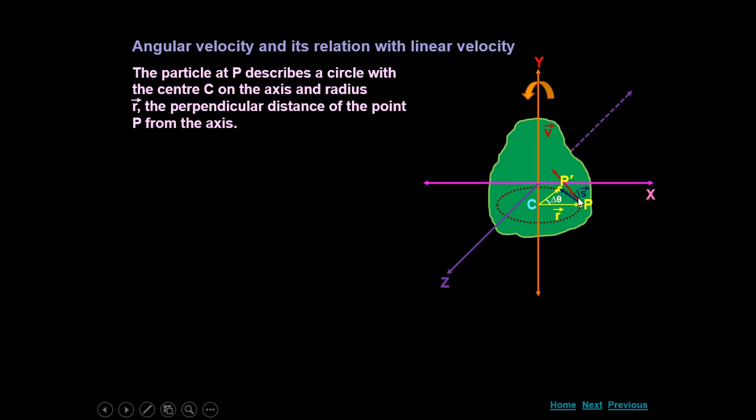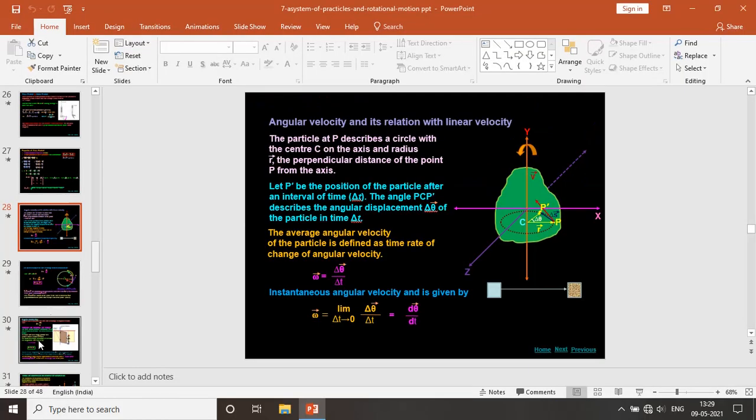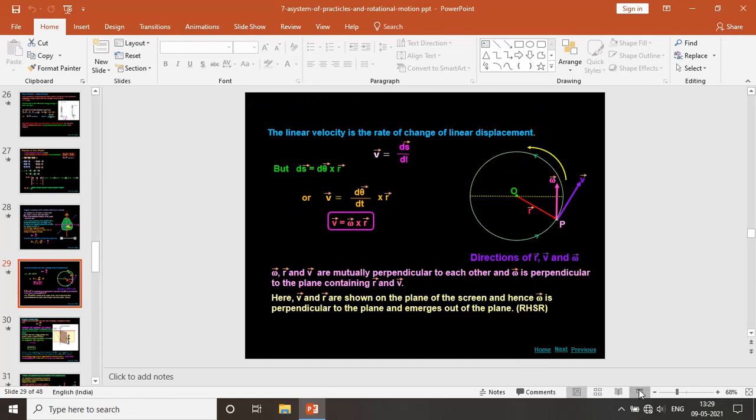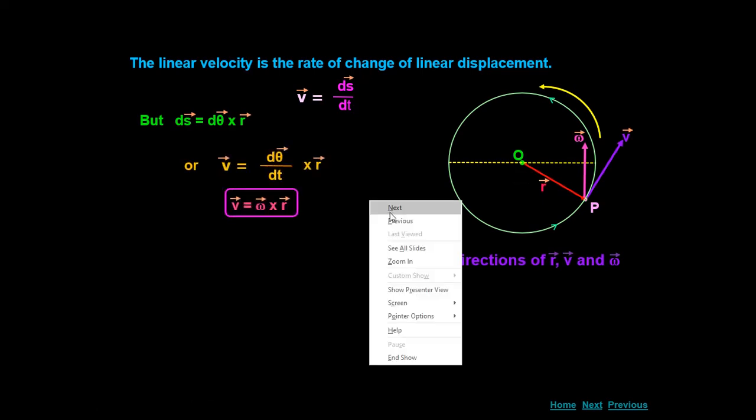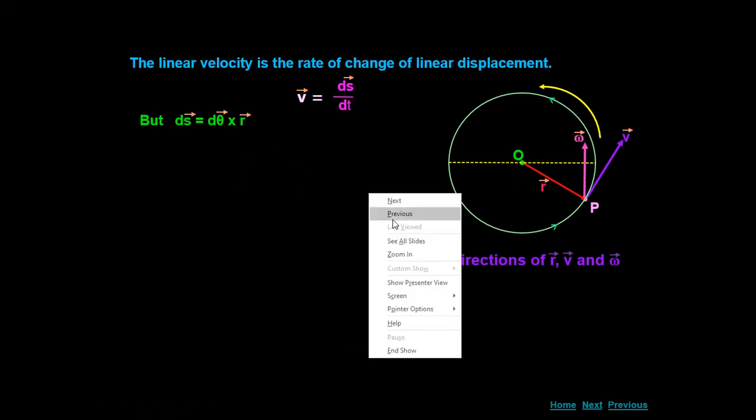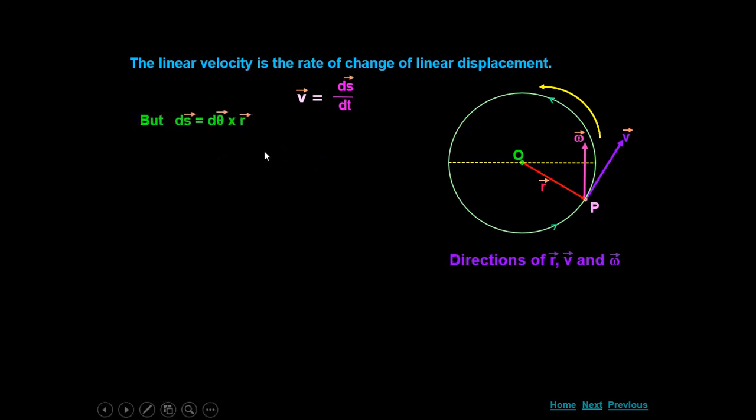This arc has a length, call it delta s. Then this arc length is equal to this delta theta angle multiplied by r, the radius. When you multiply r and delta theta, you get the arc length delta s. So the same thing we have used.